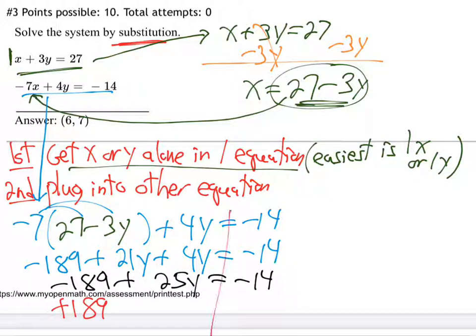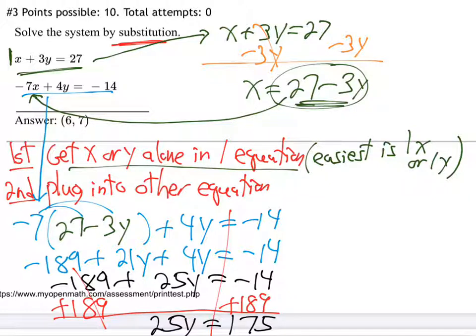Trying to solve for y here. Add 189 to both sides. This cancels. 25y equals, what's this, 175. And so, bring it up here.